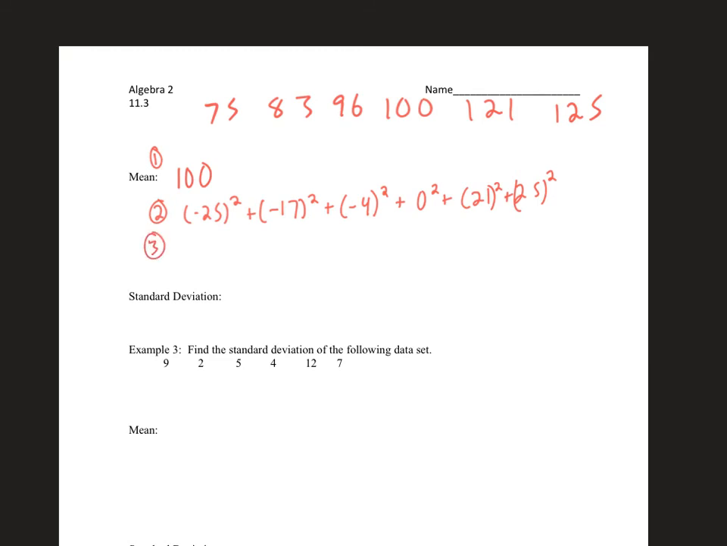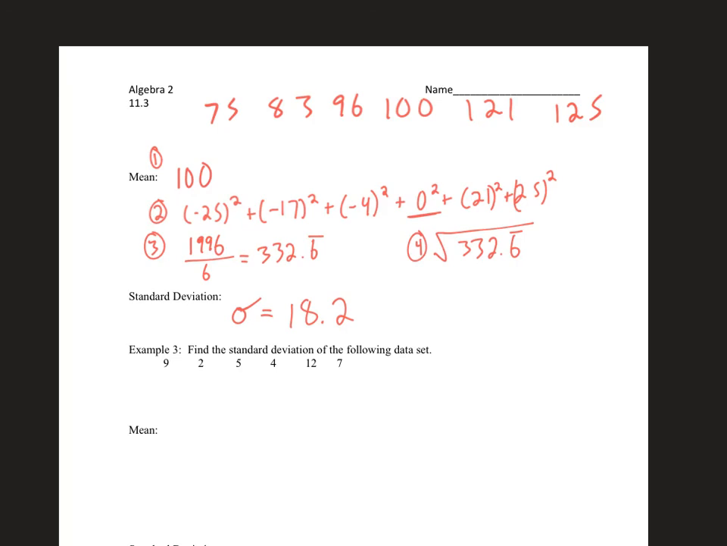Step 3, I need to find the average of those values. If I add up all those things, I get 1,996. I want to divide by how many things there are. Even though one of them was a 0, that still counts. So divided by 6 is 332 point some stuff. I think it's 6 repeating. I don't really want to round that yet. Step 4 is to take the square root of that number. So 332.6 repeating, my standard deviation, sigma, is 18.2.